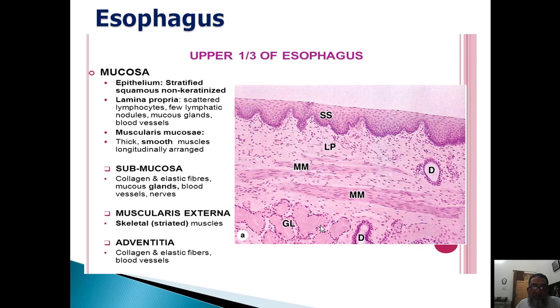The outermost is the adventitia, which is made up of collagen fibers, elastic fibers, and blood vessels. Not the serosa. Serosa is the peritoneal lining; in the upper esophagus it is the adventitia. There is no peritoneum there in the upper one third of the esophagus. The adventitia is the space provided outside the esophagus, and it also gives attachment to the surrounding structures, consisting of collagen, elastic fibers, and blood vessels.